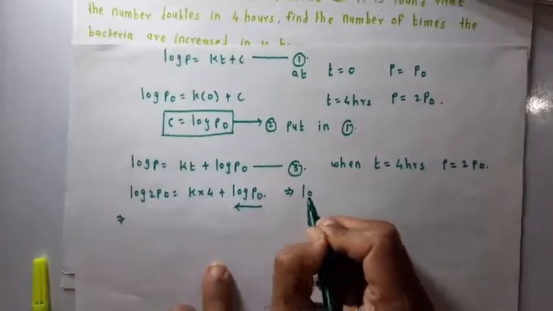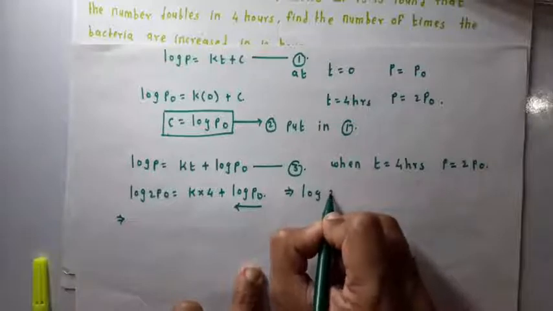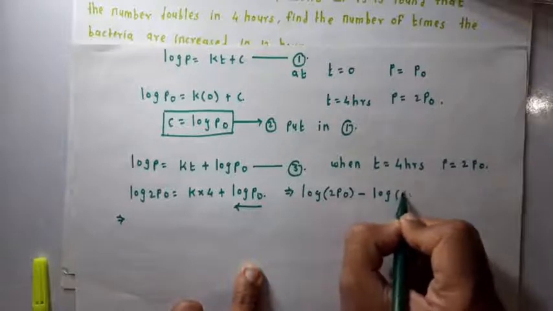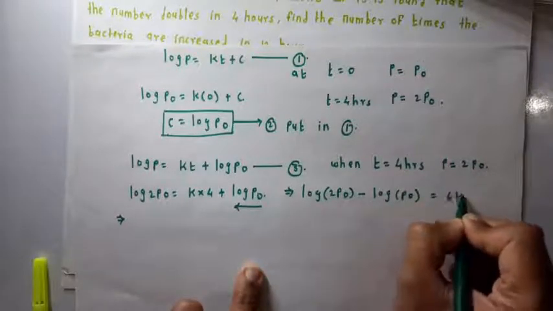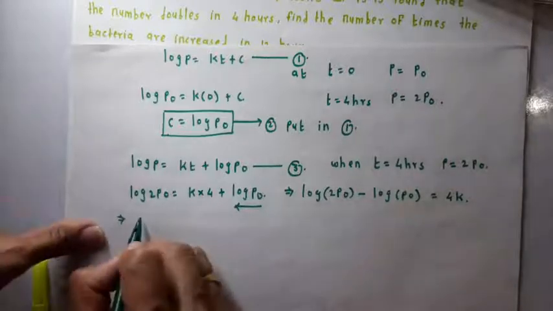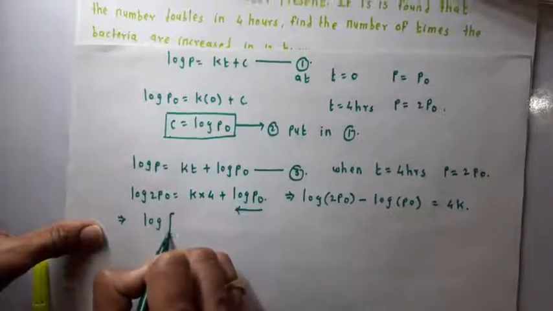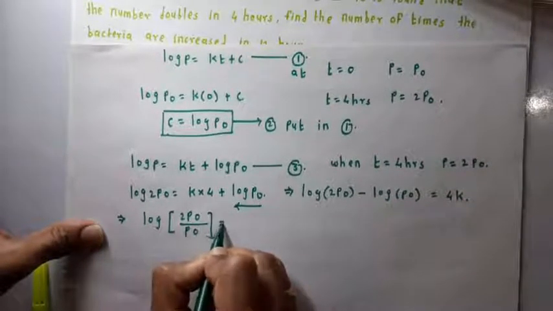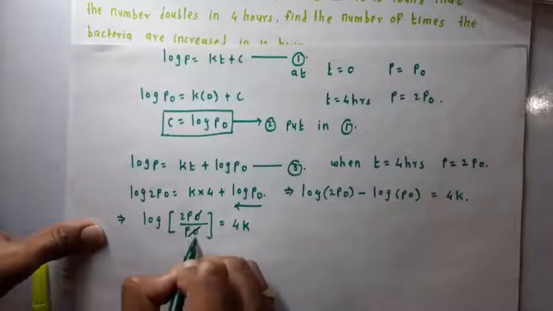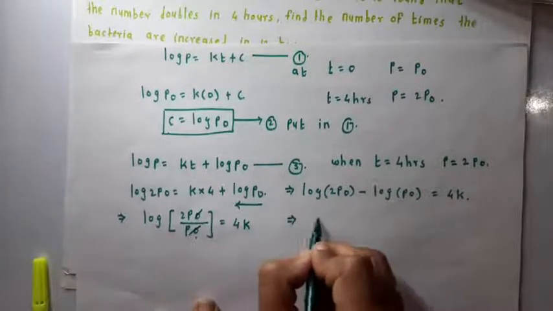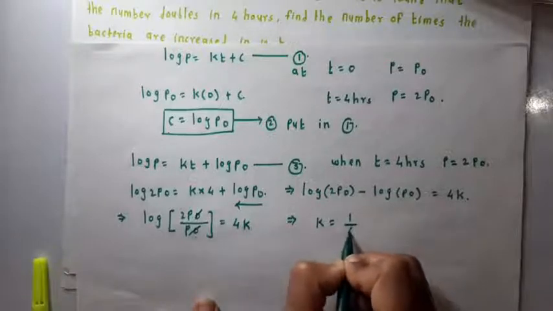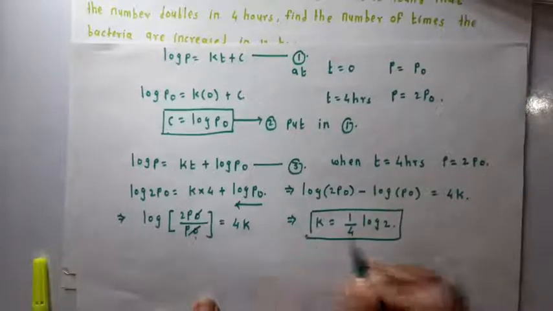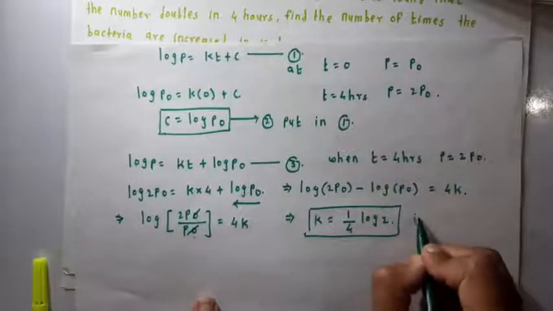log of 2P0 minus log of P0 equals 4K. By using rules of logarithm, we get log of 2P0 upon P0 equals 4K. So P0 gets cancelled and we get K equals 1 by 4 log of 2. This is the value of K, and now put the value of K in equation 3.